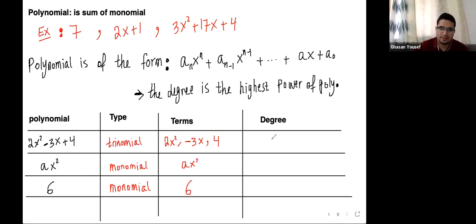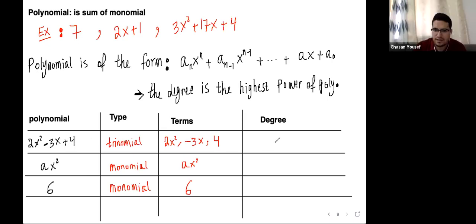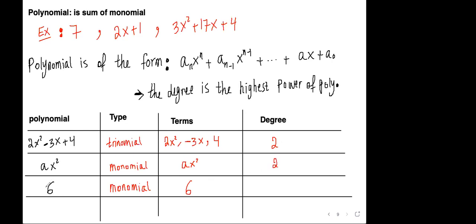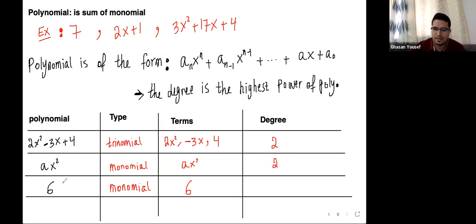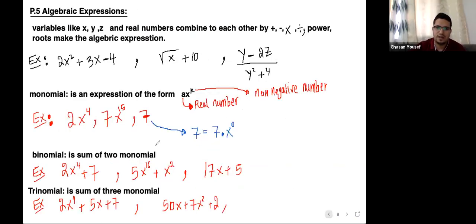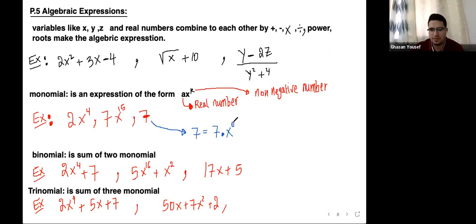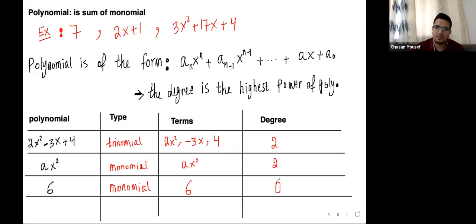Now, what's the degree here? What's the highest power of this polynomial? It's second degree, exactly. What's the highest power here? 2. It's also second degree. What's the highest degree here? What's the highest power? 0 or 1? It's 0. Why? Because as I said, the number 7, for example, equals 7 times x to the power 0. So the highest power here is 0. It's not 1. So the degree here is 0. Make sense?